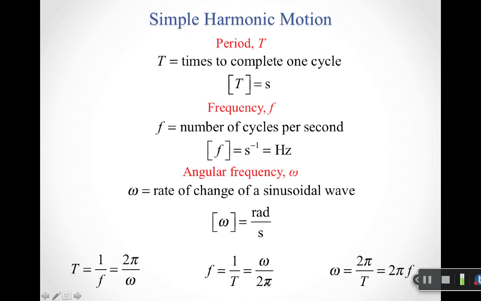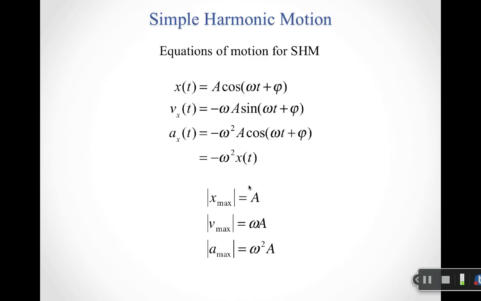So if you want the frequency, that's 1 over the period, or it's omega, where we're dividing out the radians, divided by 2 pi. Or the angular frequency is 2 pi over the period, or it's 2 pi times the frequency. So these are really basically the same two equations, we've just rearranged them for whichever variable we're interested in solving for. So this is how the period, frequency, and angular frequency all relate to each other.